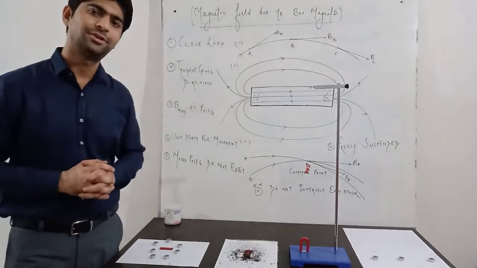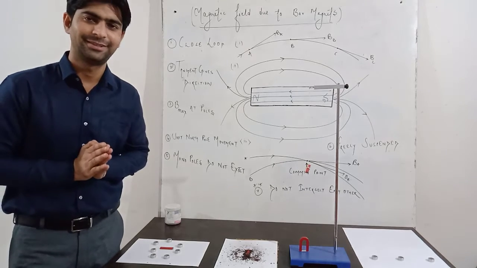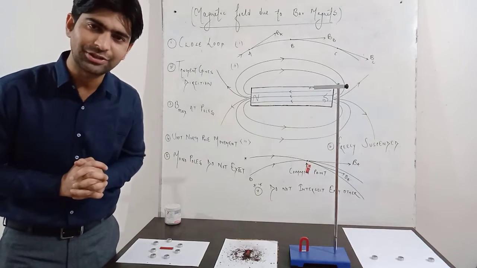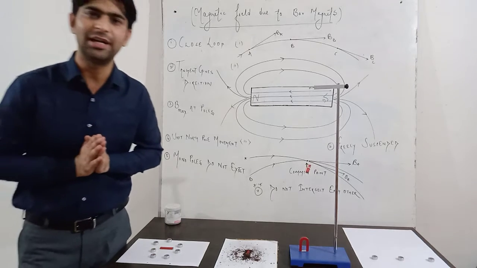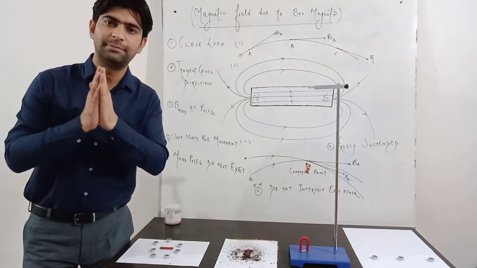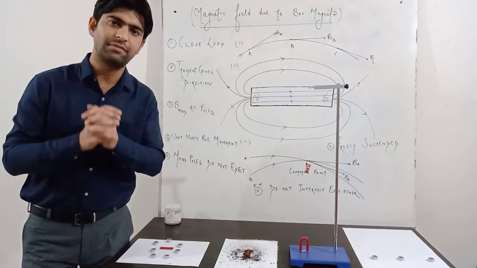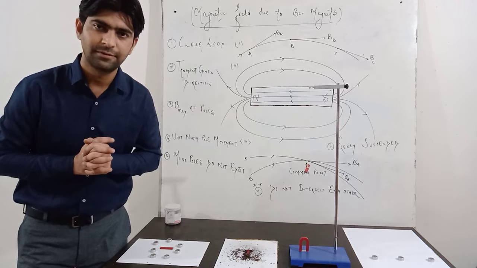Hello friends, today again we are here to discuss magnetic field. In my previous class we had a discussion on magnetic field due to a straight conductor and magnetic field due to a circular loop. The pattern we have discussed, the mathematical formula we have discussed, and we have discussed the right hand thumb rule to determine the direction of magnetic field.